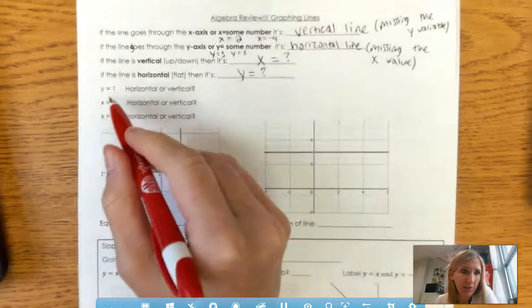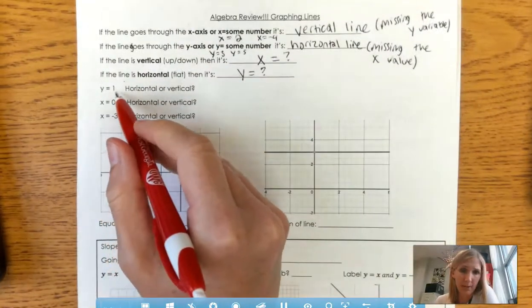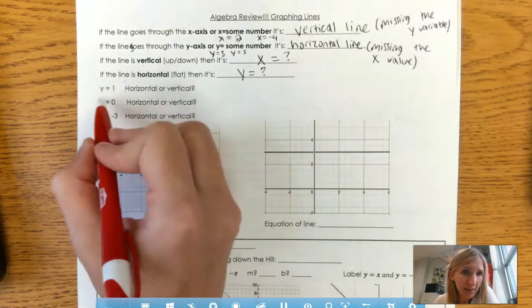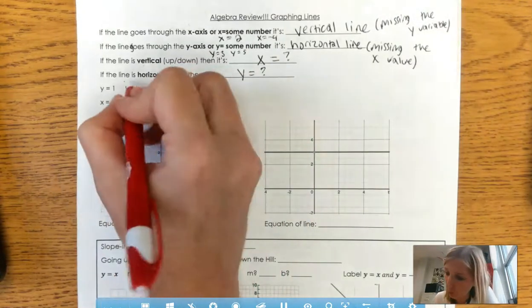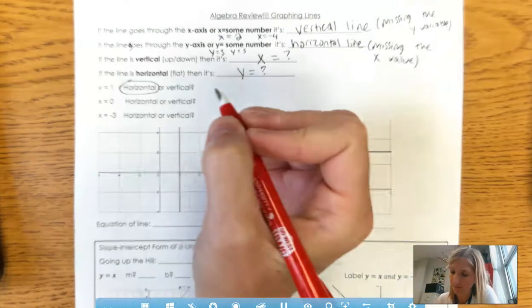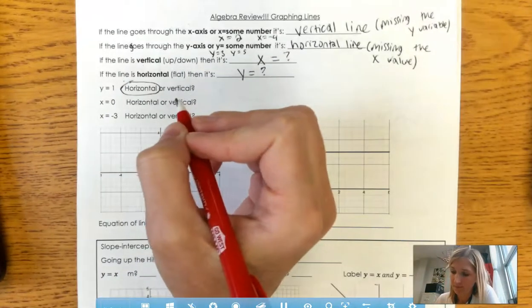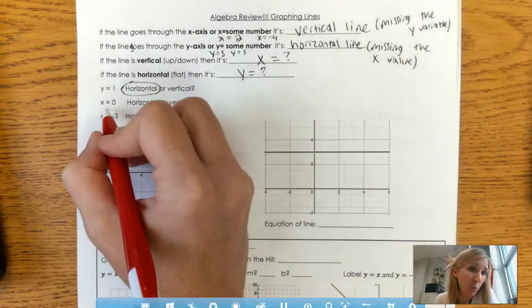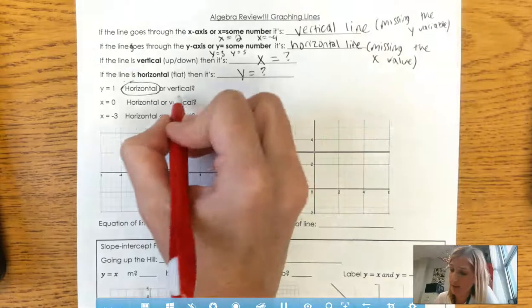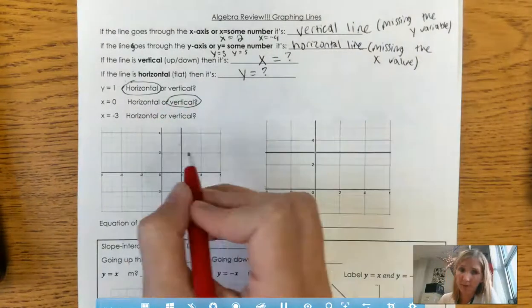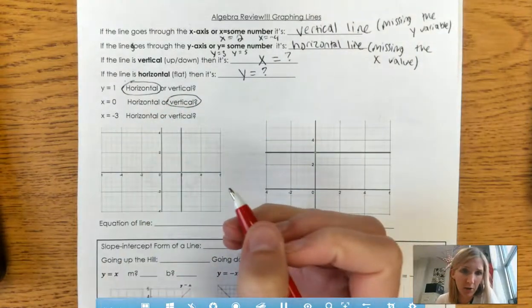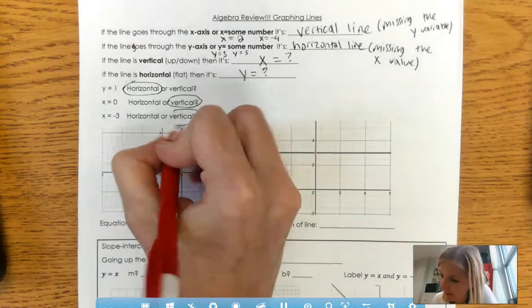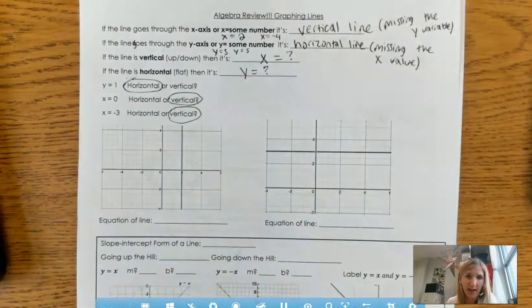All right, so looking at this, y equals 1. Is that a horizontal line or a vertical line? It's missing the x value, so I hope you said it was a horizontal line. All right, x equals 0. It's missing the y value. It only has an x, so that makes it a vertical line. All right, pause the video and try the last one on your own. All right, I hope you said that it was a vertical line because it only has an x. It does not have a y value.